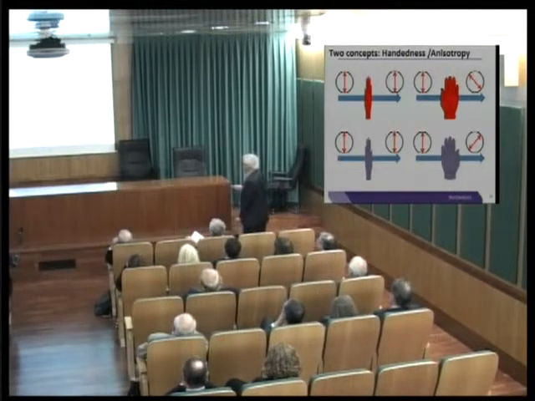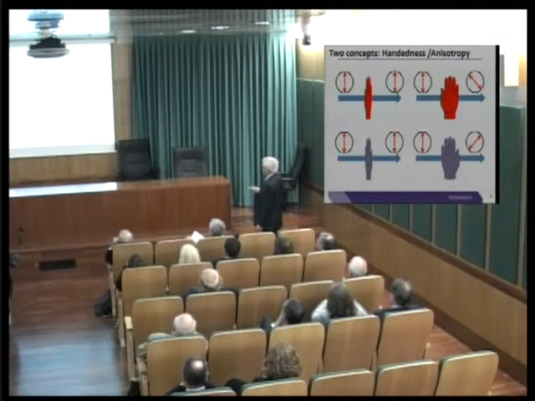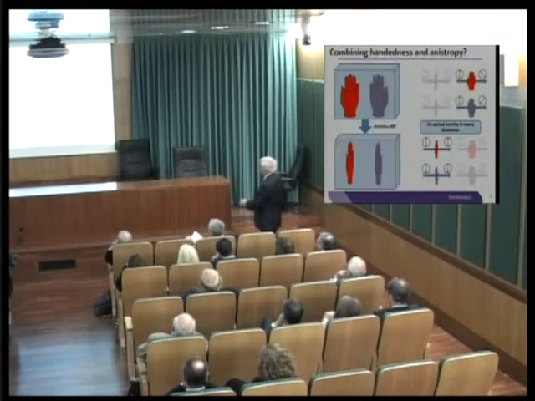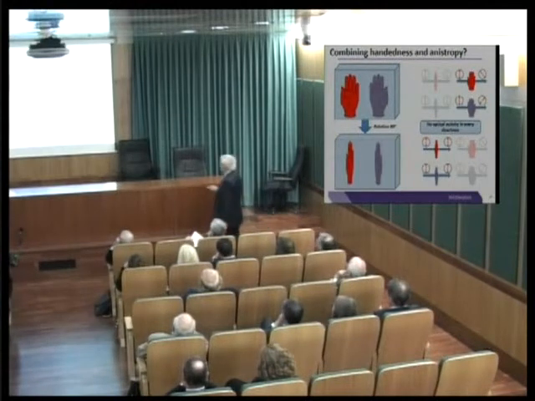So if the light is oriented with respect to the object this way, no rotation, rotate 90 degrees, there would be. If you had the other handedness, no rotation, rotated into this orientation with respect to the optical beam, you would get rotation in the opposite direction. So now let's combine that.